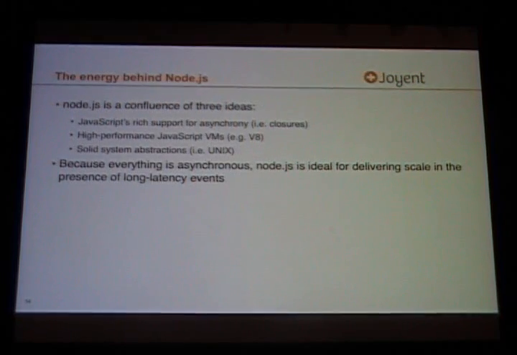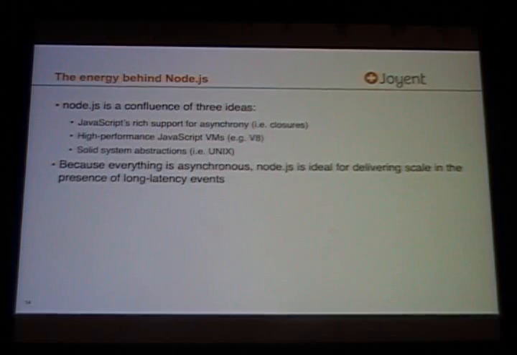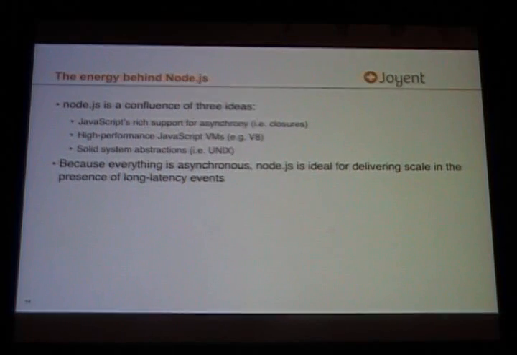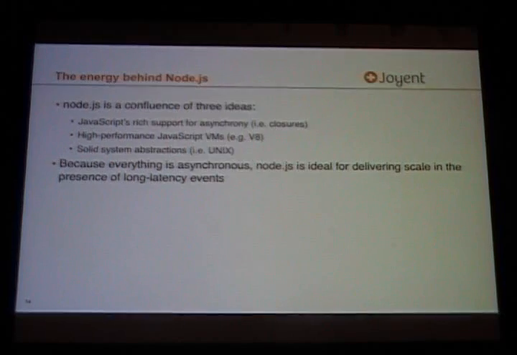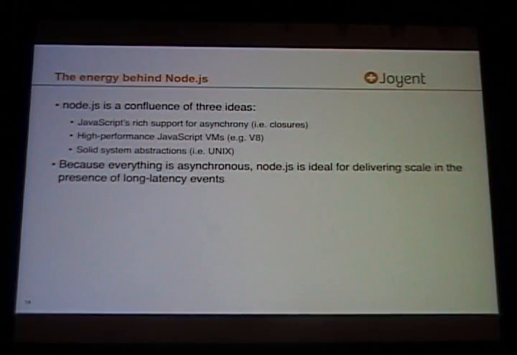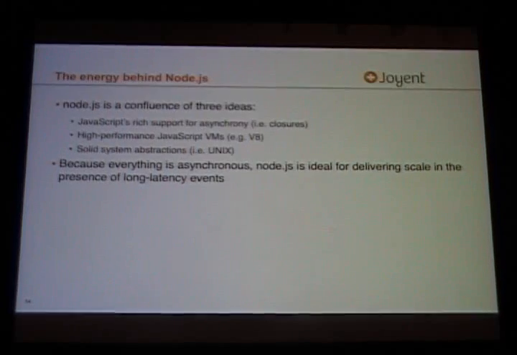Speaking at a higher level, we see Node as the confluence of three ideas. One is JavaScript's existing rich support for asynchrony. JavaScript has been used for asynchronous stuff on browsers for a long time, and has supported closures and all that stuff, and developers are pretty used to that model. But we also benefit a lot from having high-performance JavaScript VMs. Specifically, Node uses the V8 VM, which is written by Google and used in Google Chrome. And Chrome is competing, among other things, on JavaScript performance with Firefox and IE. So Node gets all the benefit of this.